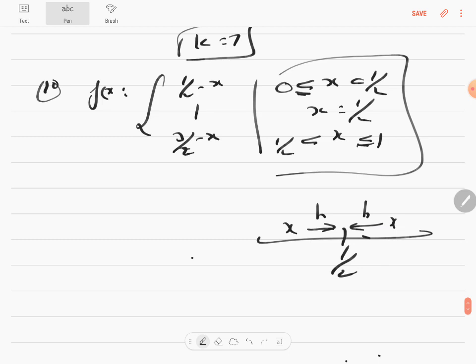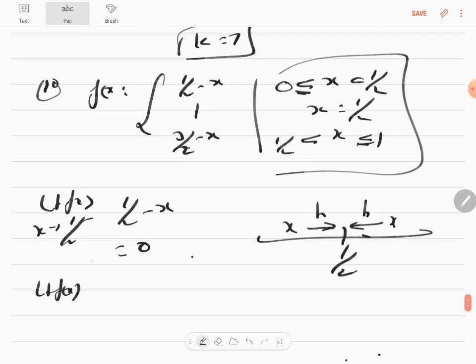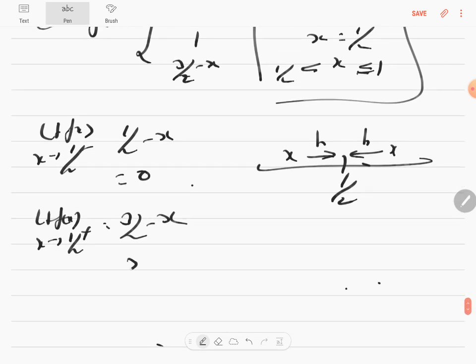Otherwise, it's direct substitution because there's only a numerator. I'm going to do it as direct substitution. Limit of f of x, x tends to half from the left. The formula is half minus x, and the answer itself is 0, because half minus half is 0. Limit of f of x, x tends to half from the right. It's 3 by 2 minus x, 3 by 2 minus 1 by 2, which is 2 by 2, that is 1.